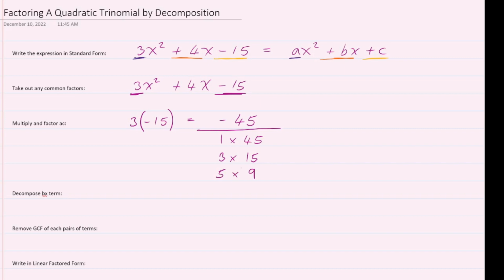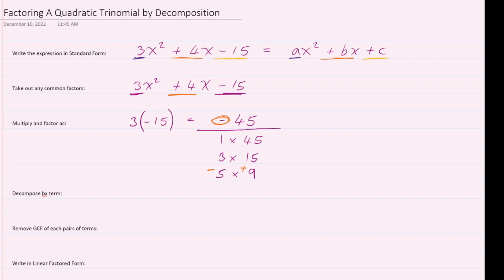Now we're trying to find a factor pair which will give us positive 4, the value of b. We've got to try and find a factor pair that gives us positive 4. Let's do that in orange actually. One of them is going to be positive, one of them is going to be negative because we've got a negative product. So we notice that we can't do it with 1 and 45, but we can do it with positive 9 and negative 5. That will give us a sum of positive 4.